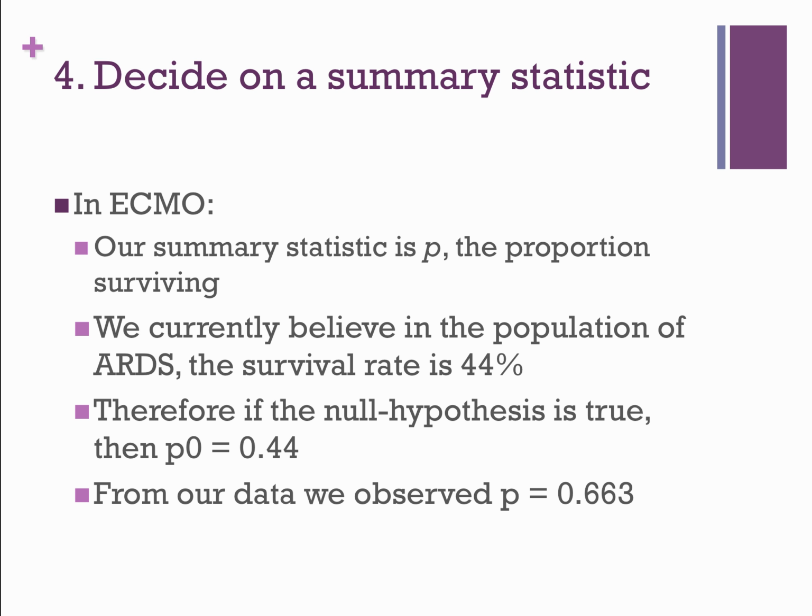So we need to decide on a summary statistic. In ECMO, our summary statistic is P, the proportion surviving. We currently believe that to be 44%. Therefore, if the null hypothesis is true, we expect our P naught, or the hypothesis of our null proportion, to be 0.44. Keep in mind, in our data, we observed a proportion of 0.663. So we believe it to be 0.44, though we have observed 0.663.